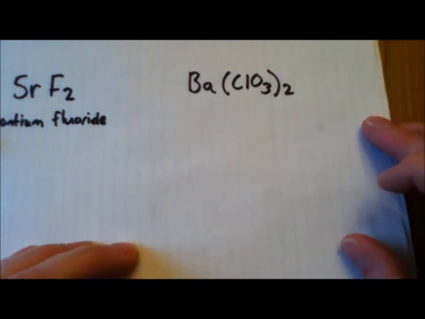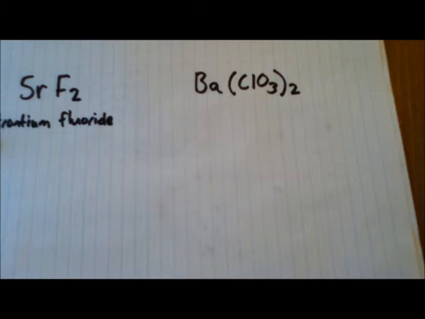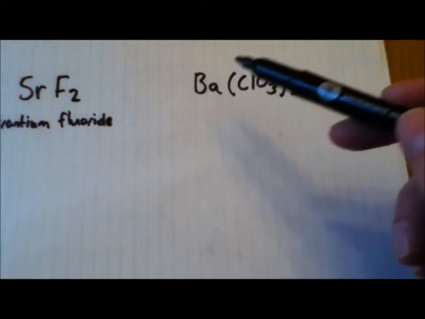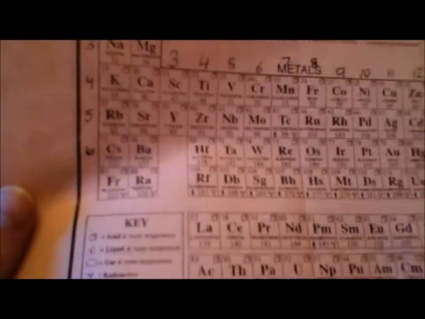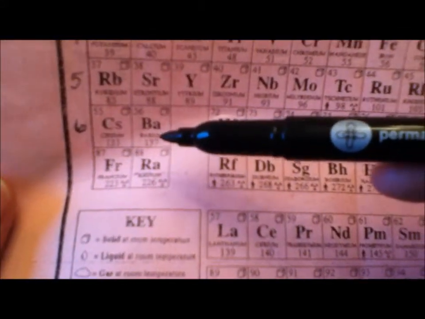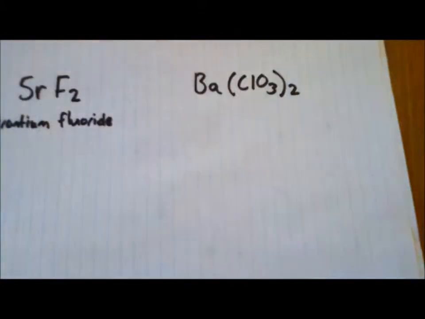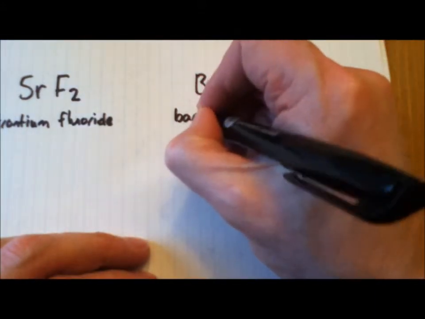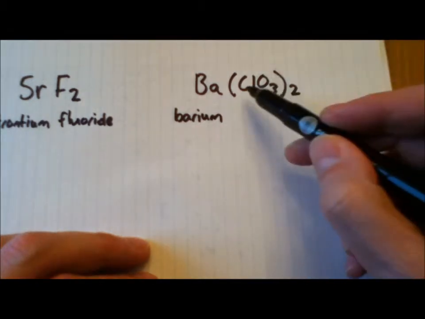Okay, we're back, and we're going to go through the process of trying to figure this one out. So again, write down the name of the metal first. So it's Ba, and when you check your pink periodic table, you notice that Ba is down here. It's kind of hard to see from the camera, but that's barium. So you write barium, and you look at ClO3.